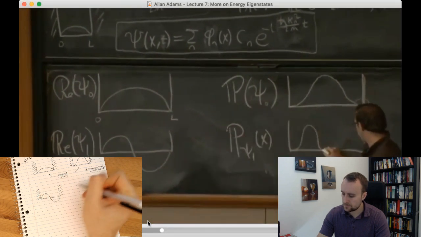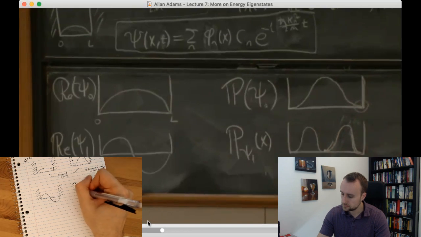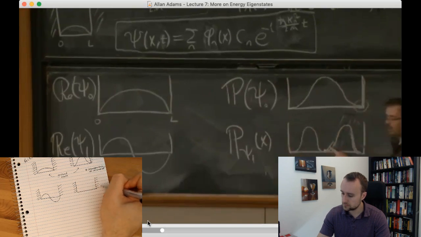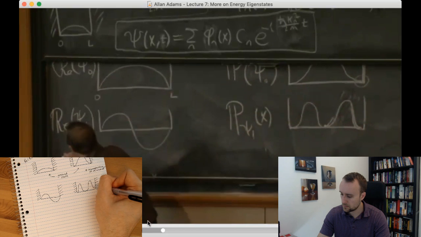So it's going to look like, oops, my bad art. Okay, so now it's even worse. Not only is it unlikely to be out here, it's also very unlikely to be found in the middle. In fact, there's 0 probability you'll find it in the middle. That's sort of surprising. But you can quickly guess what happens as you go to very high energies.